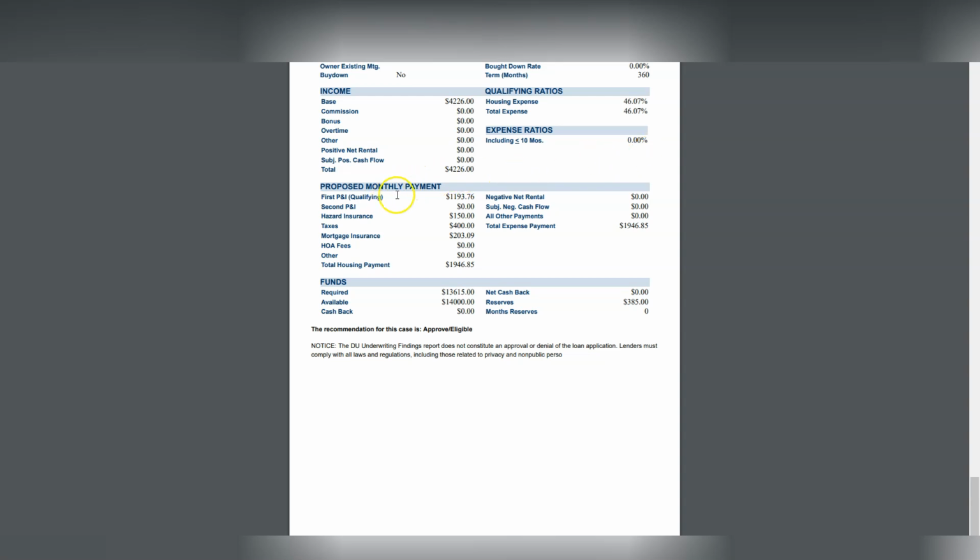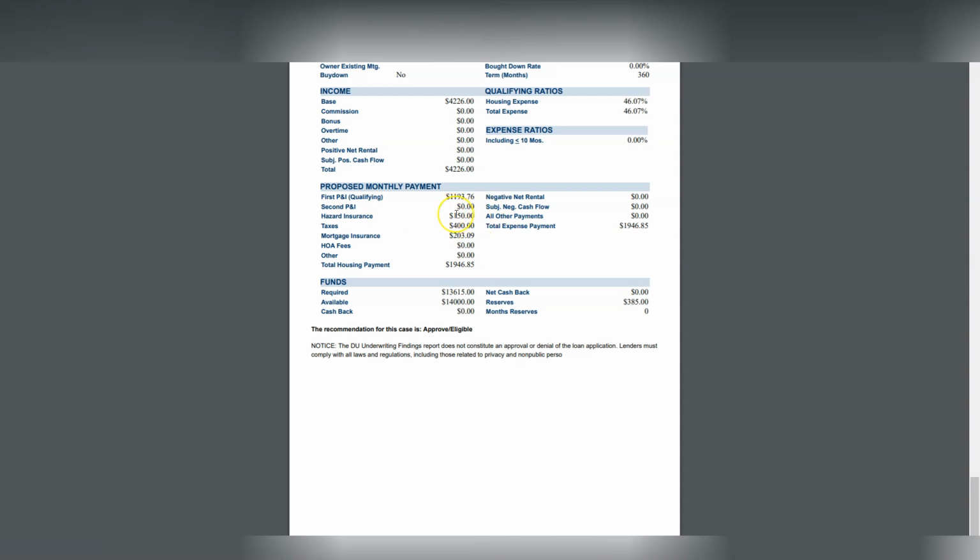Now, the proposed monthly payment. This will include any HOA fees, mortgage insurance, taxes, hazard insurance, second mortgages, and anything else that needs to be included here. Sometimes there's flood insurance or any other type of insurance that also will be here. So let's go over these real quick. So first, the principal and interest qualifying payment is, as we saw just a minute ago, $1,193.76.